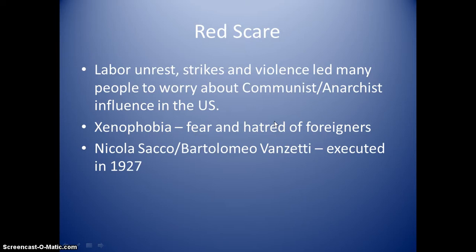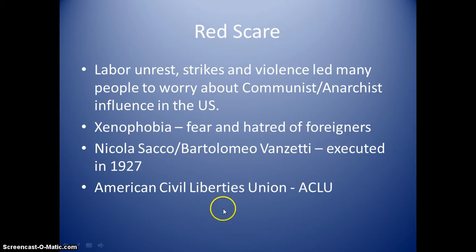This kind of comes to a head with the Sacco and Vanzetti trial. There was a robbery, and basically within a very short amount of time, Sacco and Vanzetti, two fairly recent immigrants, were executed for the crime, and it's basically since been proven that they were not guilty, and it was a case of severe xenophobia. And the ACLU was kind of getting a good start at this point, and they were trying to back up and help Sacco and Vanzetti and stand up for them.